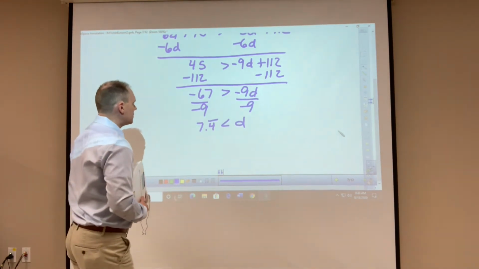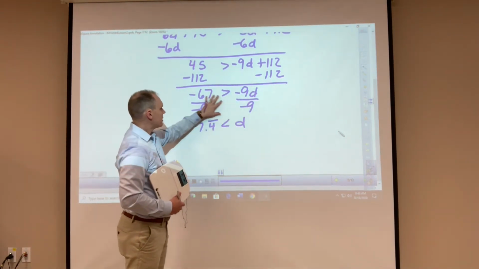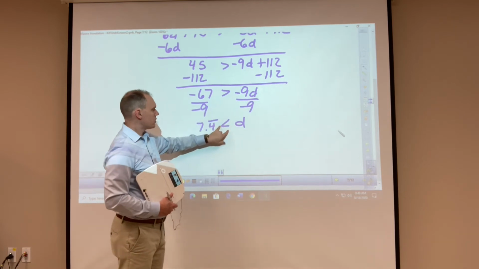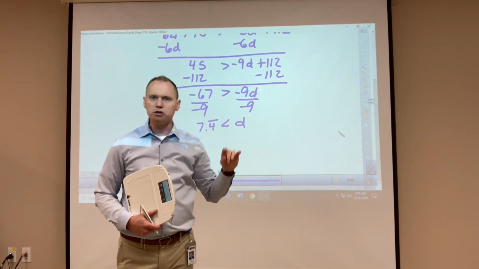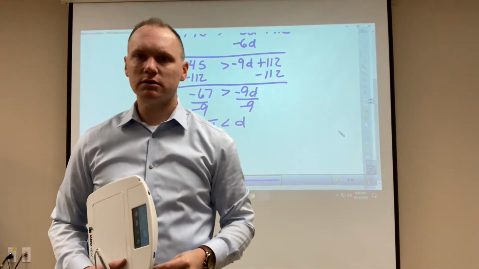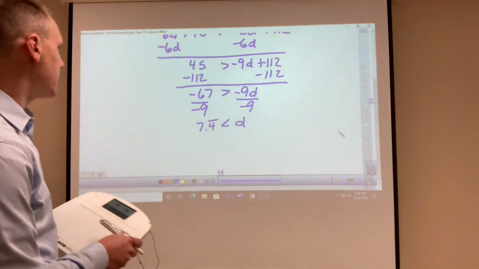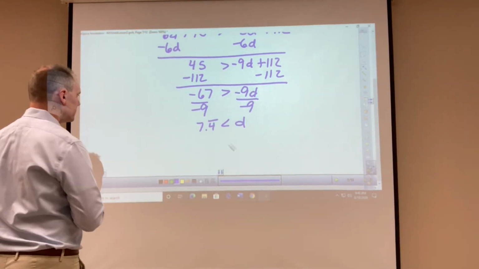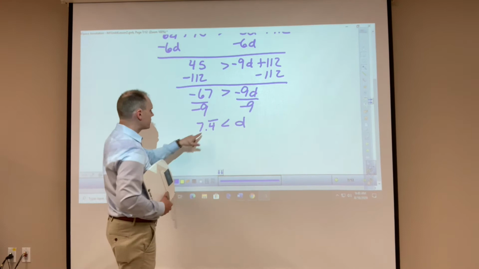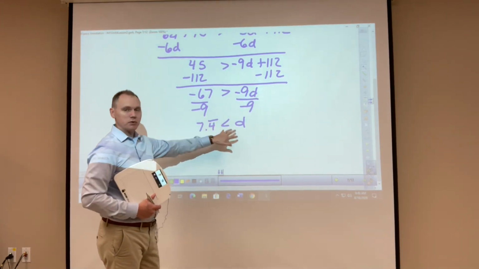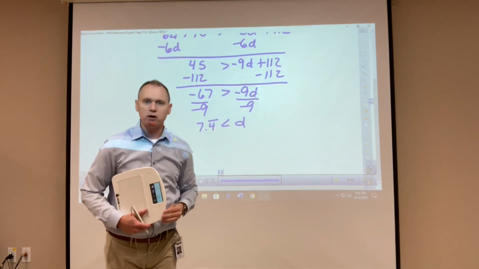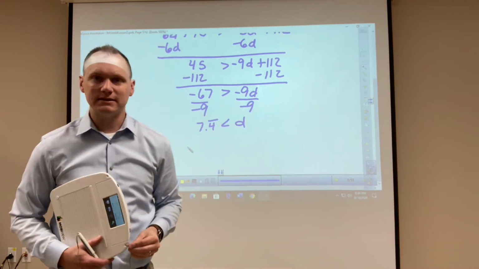So just keep in mind here, anytime we multiply or divide by a negative, it's going to change the relationship between your two sides. So just make sure to remember to do that. So D is greater than 7.4 repeating. So in this case, we would say anything greater than or equal to 8 days.